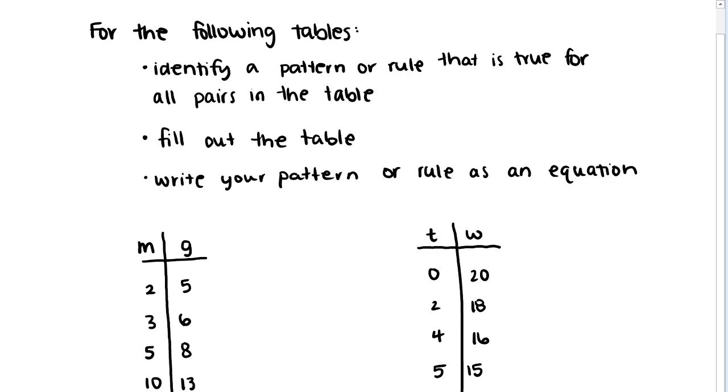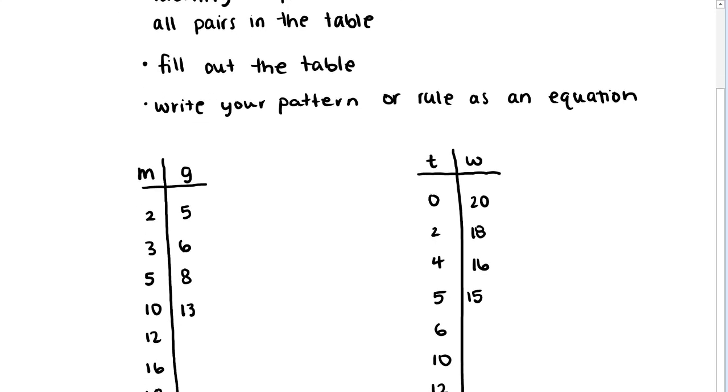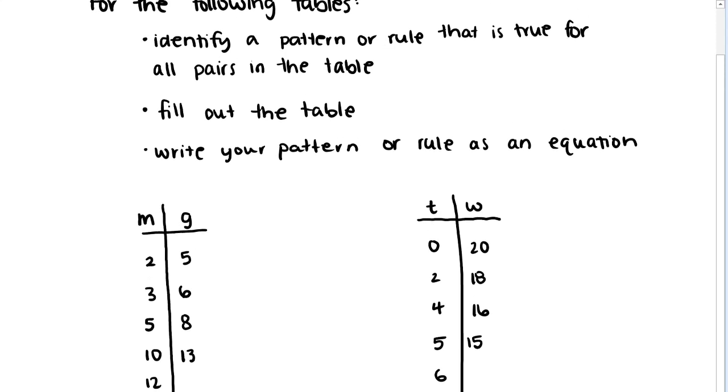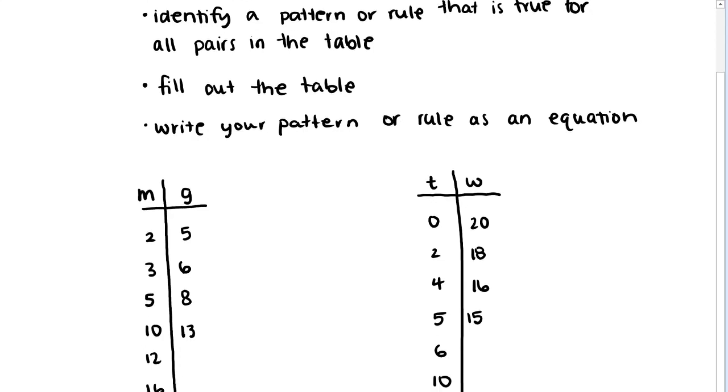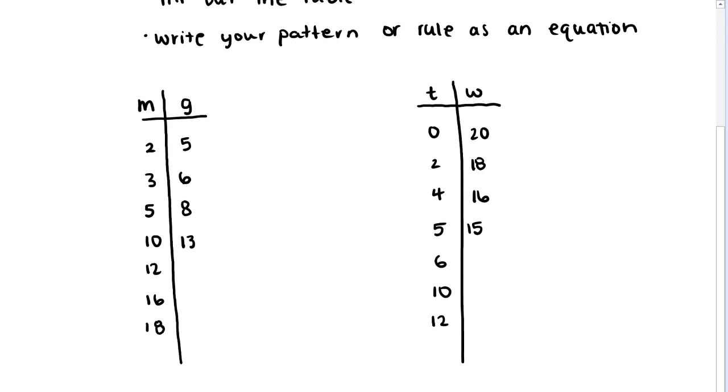So for this next example, I have 2 tables here, and I would like to do 3 things for each of these tables. So the first thing I'd like to do is identify a pattern or a rule that is true for all of the pairs in that table, and then use that pattern or rule to fill out the rest of the table. And then lastly, take your pattern or rule and rewrite it as an equation. And so here, maybe let's start with this first table. And I would encourage you to pause the video and see if you could think through any of these problems yourself for this first example.